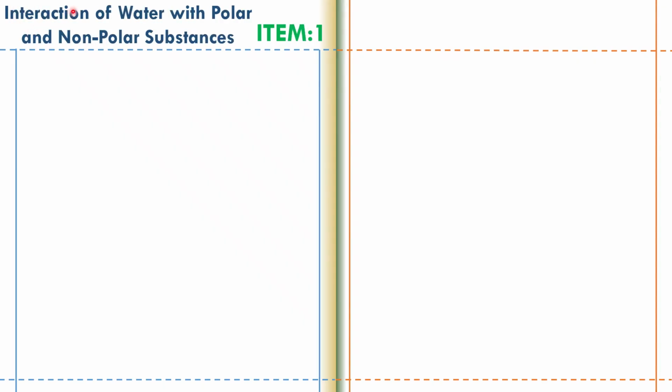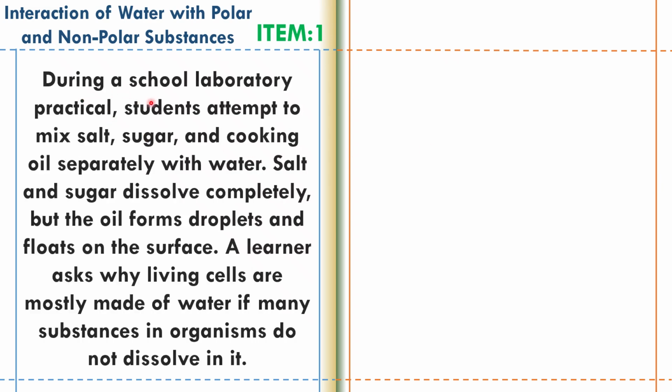We shall start with interaction of water with polar and nonpolar substances. Item 1. During a school laboratory practical, students attempt to mix salt, sugar, and cooking oil separately with water. Salt and sugar dissolve completely, but the oil forms droplets and floats on the surface. A learner asks why living cells are mostly made of water if many substances in organisms do not mix in it.